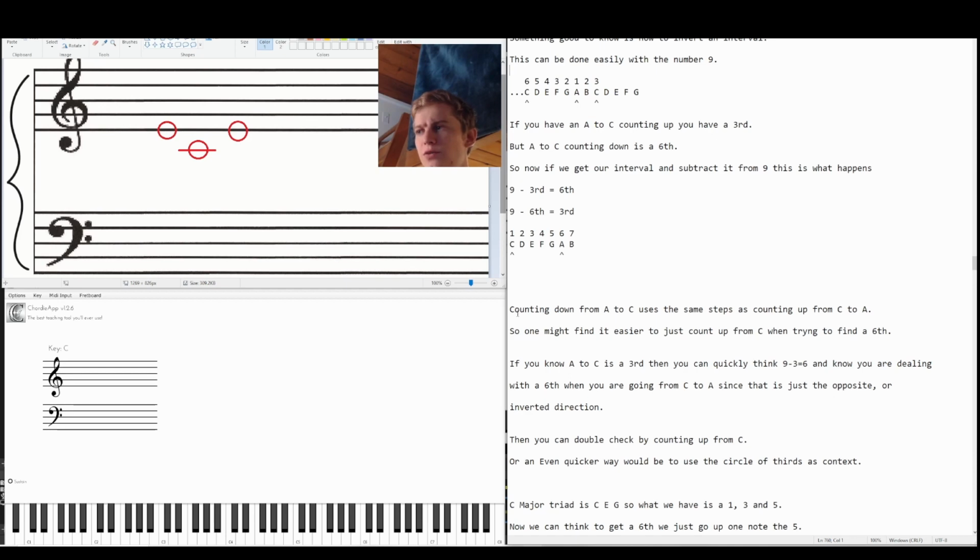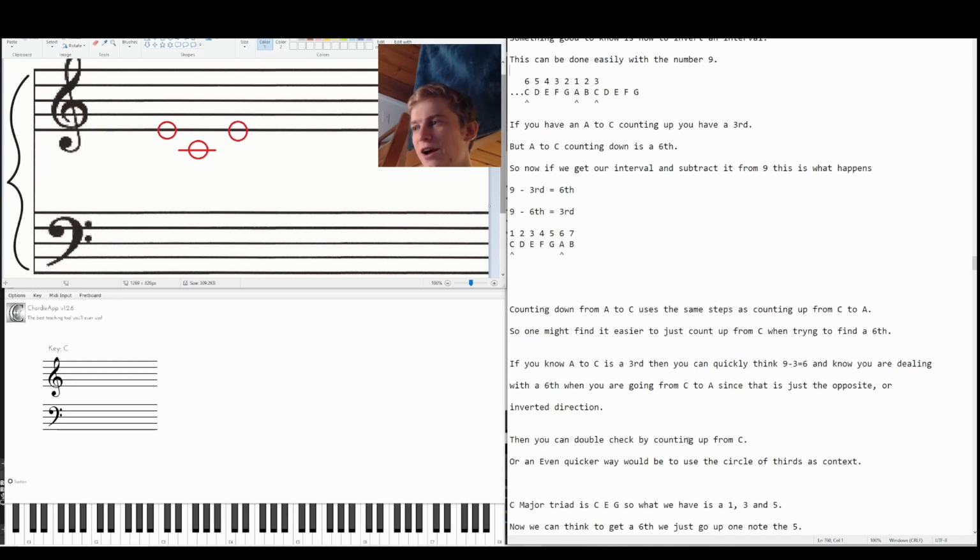Okay, so counting down from A to C uses the same steps as counting up from C to A. So if we have A down to C, well, it's the same thing as thinking C up to A. Okay, so one might find it easier just to count up from C when trying to find a 6th in that scenario. If you know A to C is a third, then you can quickly think that 9 minus 3 equals 6. So then you know that you're dealing with a 6th when you're going up from C to A, since it's just the opposite or inverted direction.